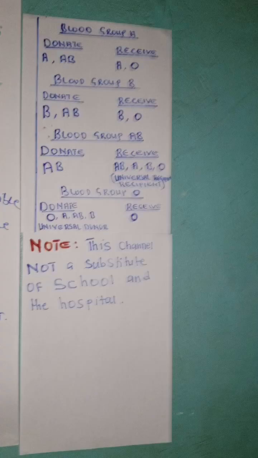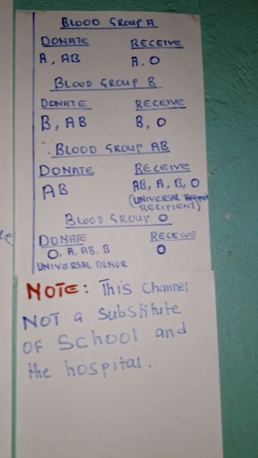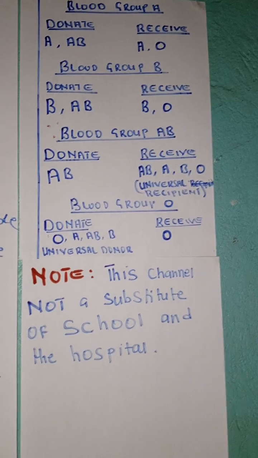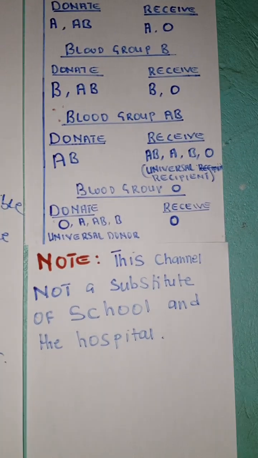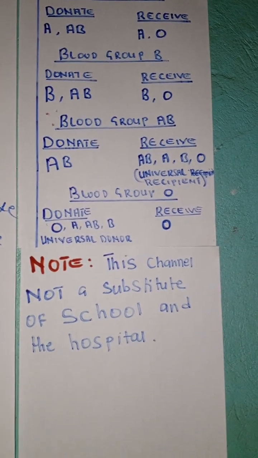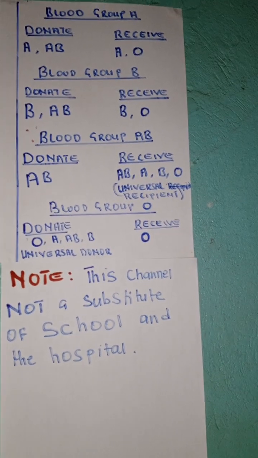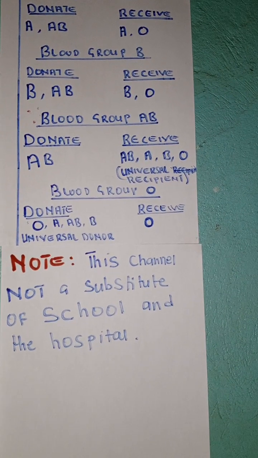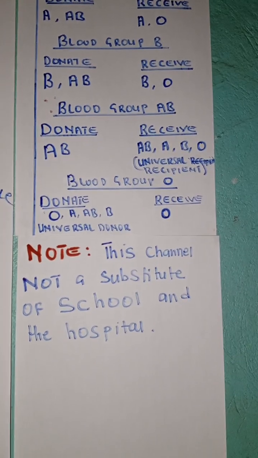Now, let's look at a recap. Blood group A can donate blood to blood group A itself and blood group AB. Remember, AB is a universal recipient, because they don't have antibodies that can react. As a recipient, blood group A can receive blood from blood group A and blood group O. Remember, blood group O is a universal donor.